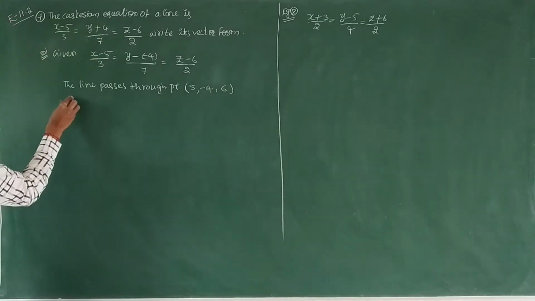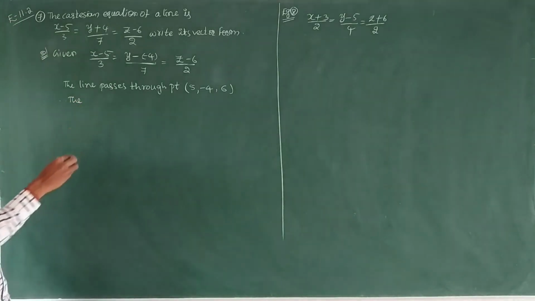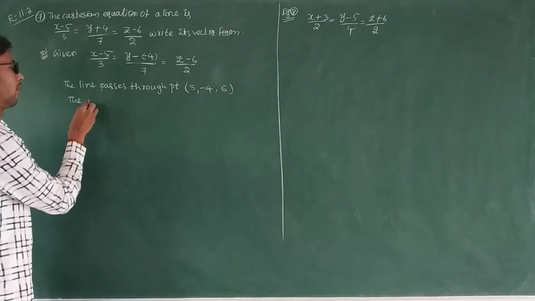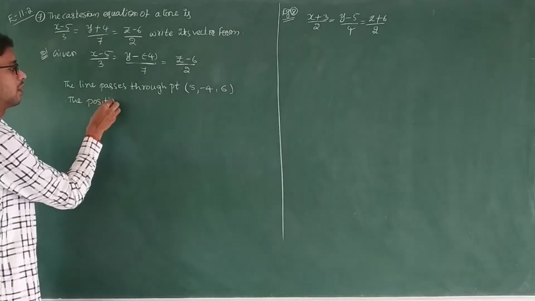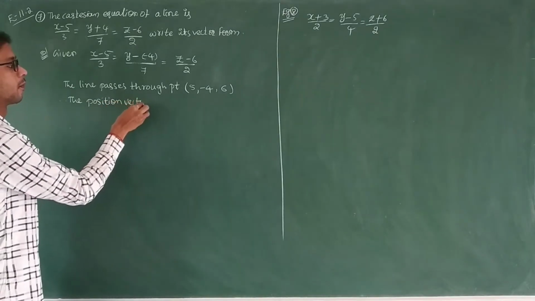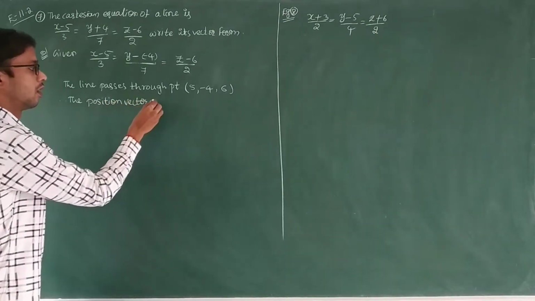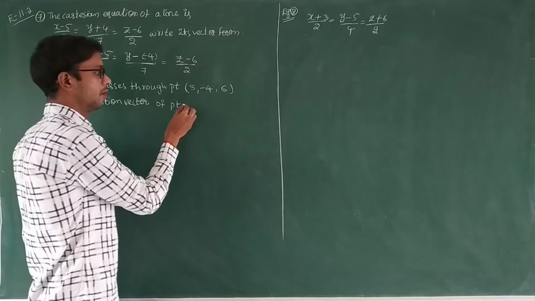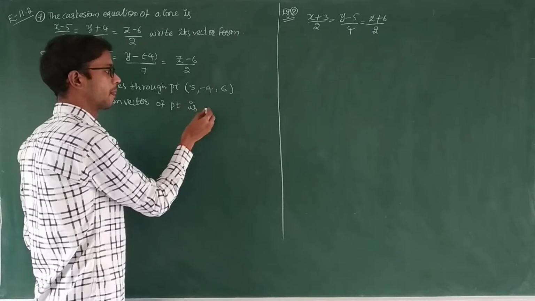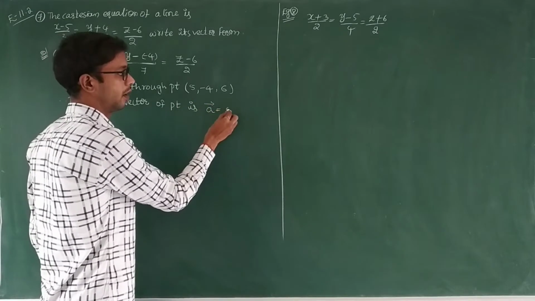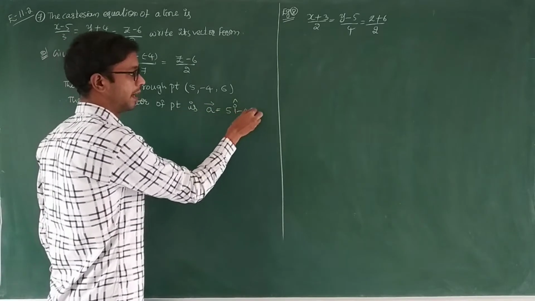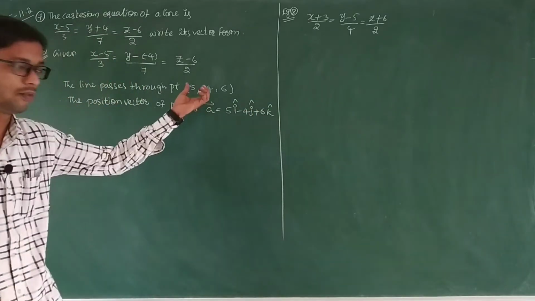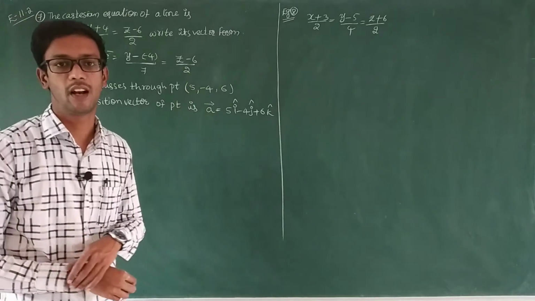Therefore, the line passes through the point, and the position vector of the point is a bar = 5i cap - 4j cap + 6k cap. If you know the point, you can write the position vector of that point.